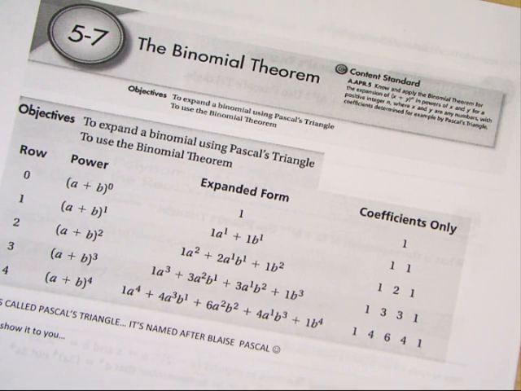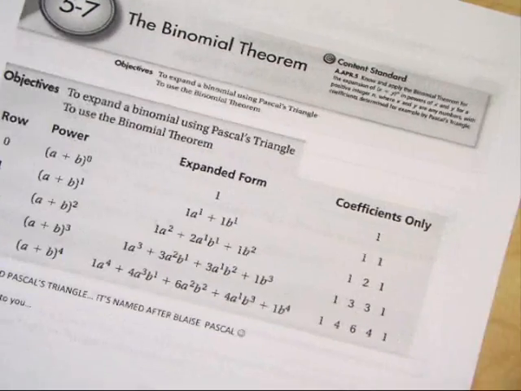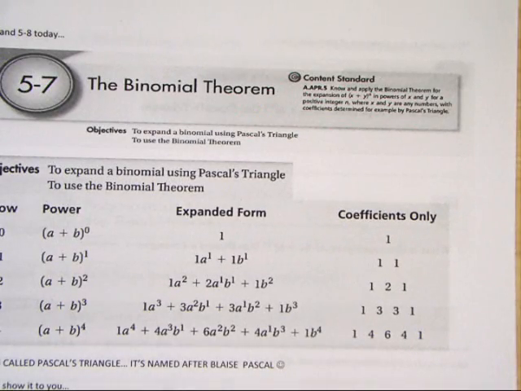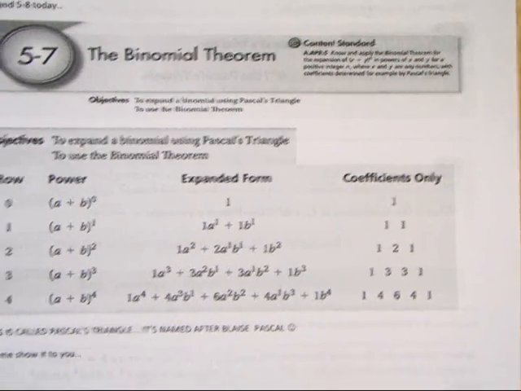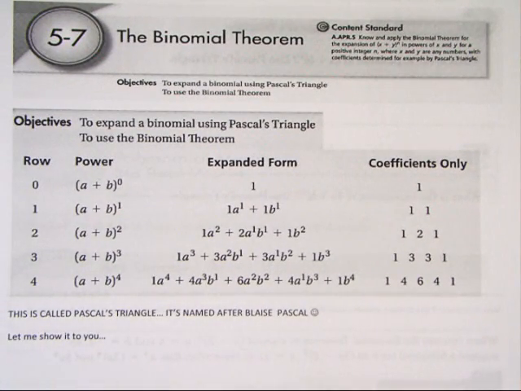We're going to talk about two sections today, 5-7 and 5-8, and we're going to start with 5-7. It is called the Binomial Theorem. The objective today is to expand a binomial using what's called Pascal's triangle. That's the last name of the man who came up with this triangle that actually has pretty cool properties other than just for what we're going to use it for. And you're going to use the properties of his triangle to expand binomials.